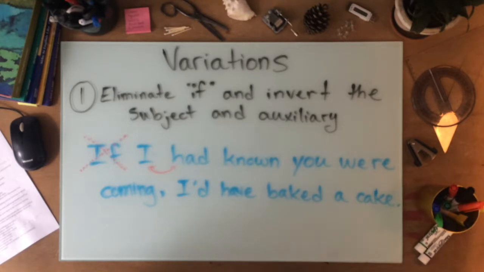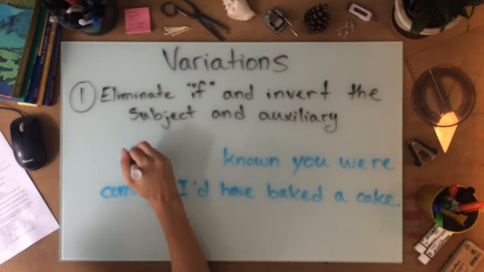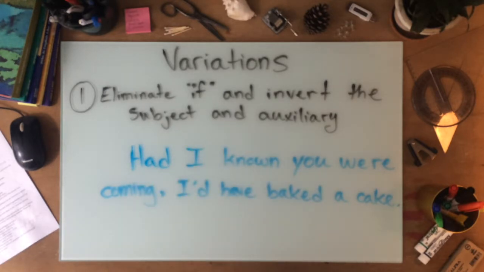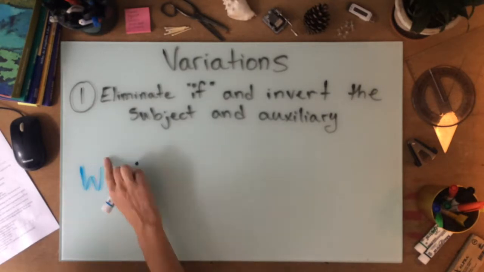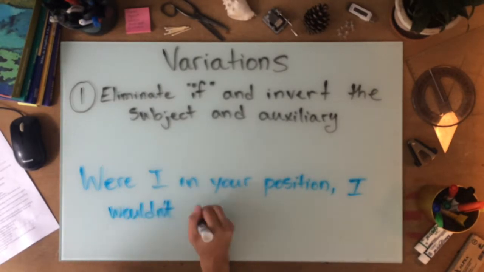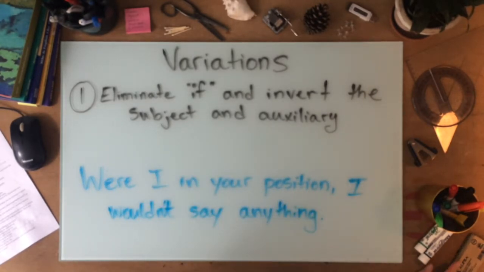Here you can see how I changed the sentence to read, had I known you were coming, I'd have baked a cake. And the meaning is exactly the same. One other example. Were I in your position, I wouldn't say anything.